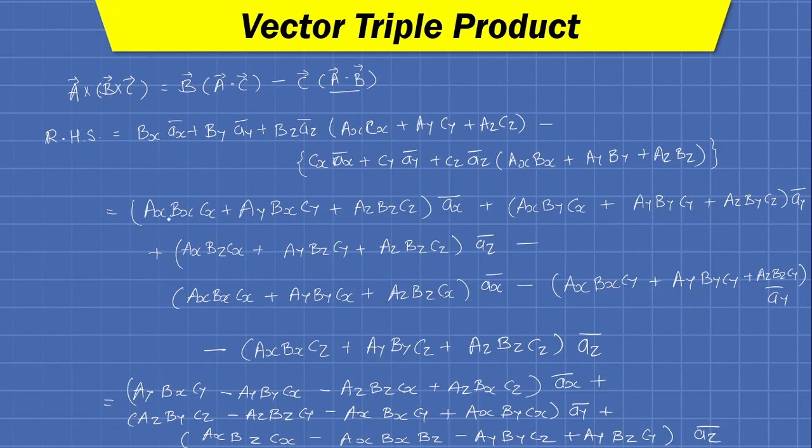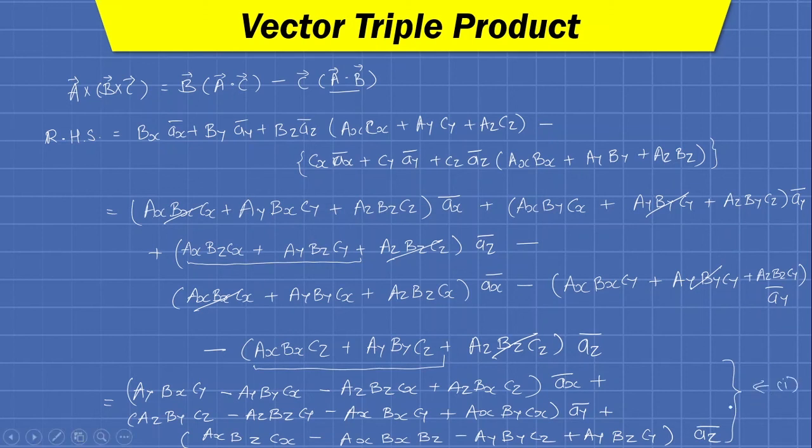Here also you can see that AX BX CX will be cancelled out. AY BY CY will be cancelled out due to the negative sign. In the same way AZ BZ CZ will be cancelled out. So two terms with positive sign and two terms with negative sign will be there in each coordinate of x, y and z. Fine. So we will keep this result as 1.